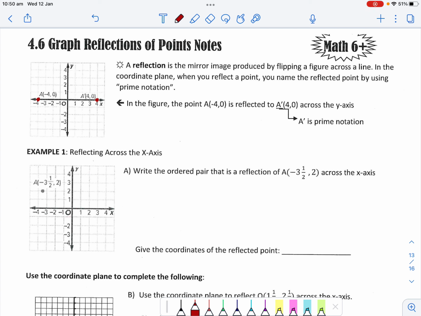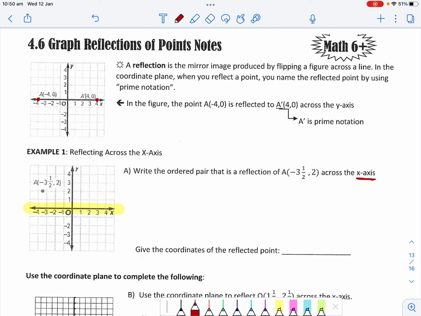So we have an original point, and then we want to label our new point in a little bit different way. So in our first example here, it says write the ordered pair that is a reflection of -3.5, 2 across the x-axis. What I want you guys to do is highlight the axis that you are going to flip over. So I'm going to highlight the x-axis.